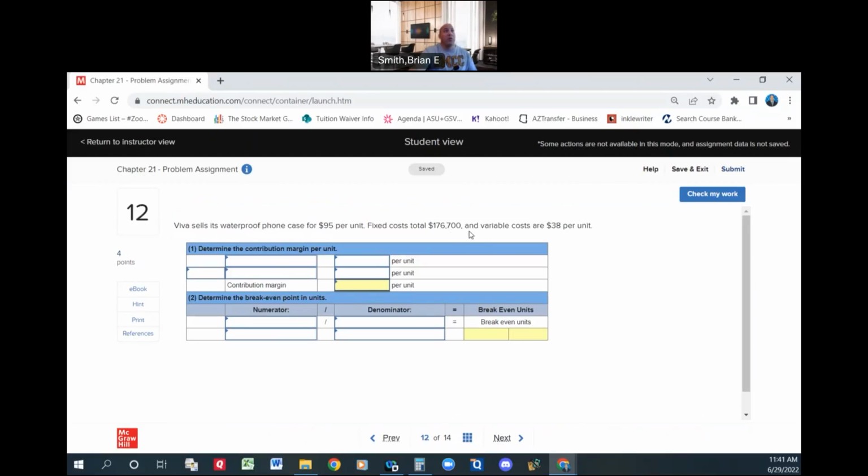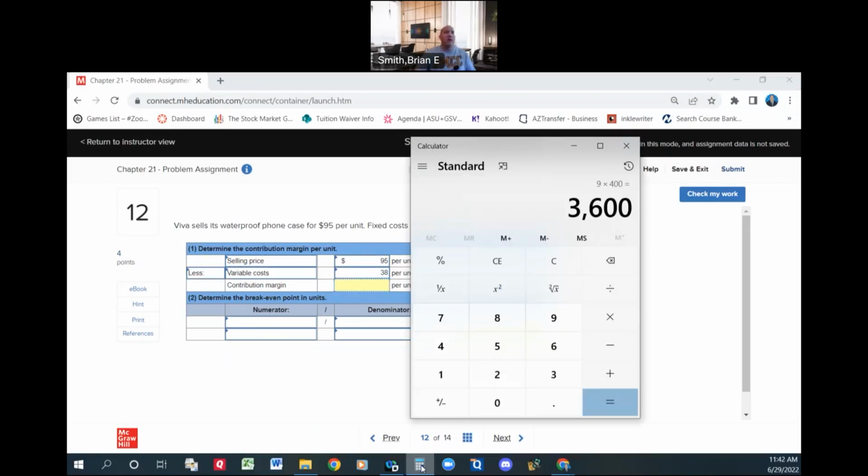Viva sells its waterproof phone case for $95 per unit. Fixed cost total 176,700, variable cost of $38 per unit. Determine the contribution margin per unit. All right, we're going to take our selling price and subtract out our variable costs. Per unit, we got $95 per unit and variable cost of $38 per unit. So let's do the math.